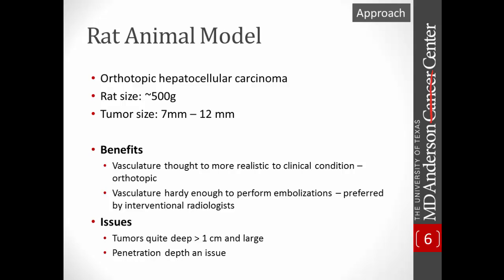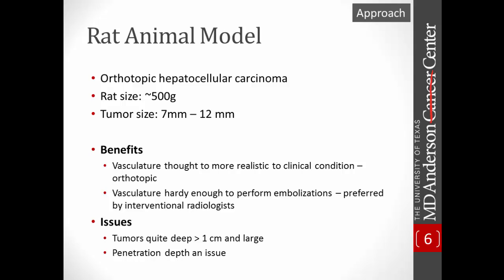Tumor size we tried to keep between about 7 millimeters to 12 millimeters in one aspect. In the other aspect, they actually got much larger than that. Now, the benefits of orthotopic versus subcutaneous: a lot of folks think that the vasculature is more clinically realistic. It's intermingled with the liver. Specifically with a rat, the neat thing is you can actually perform an embolization. A lot of interventional radiologists are particularly interested in that model for therapy because they see it being a lot more clinically relevant.